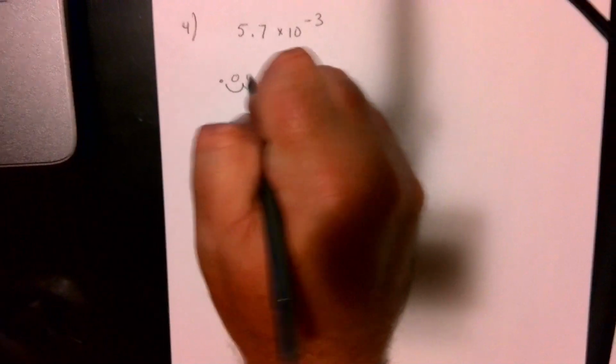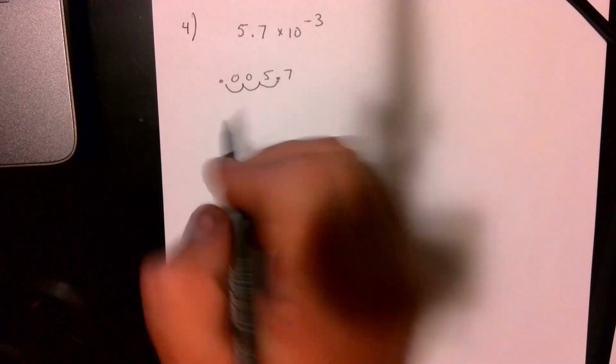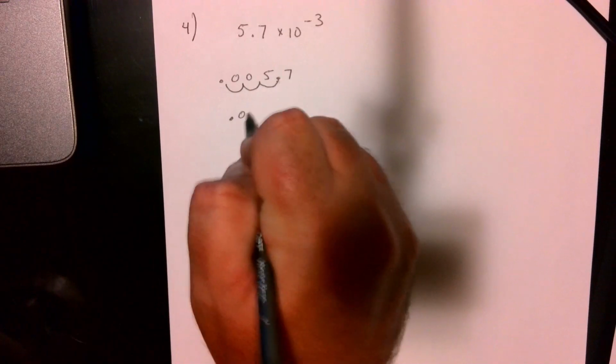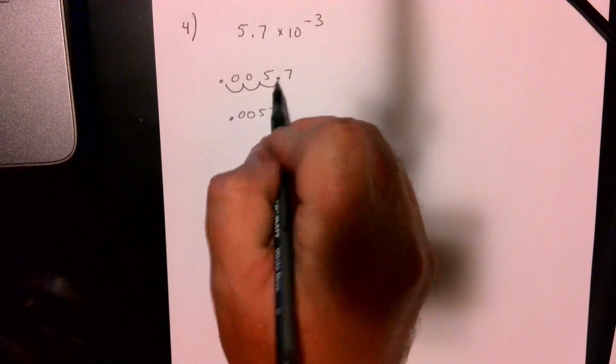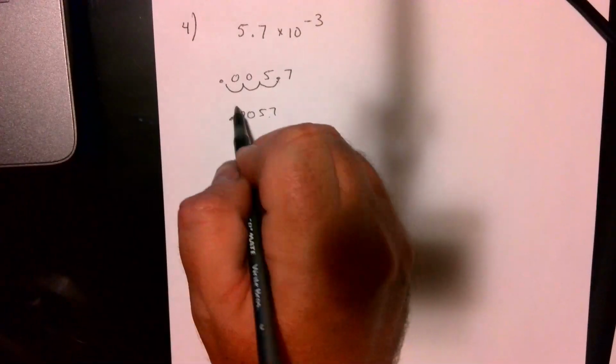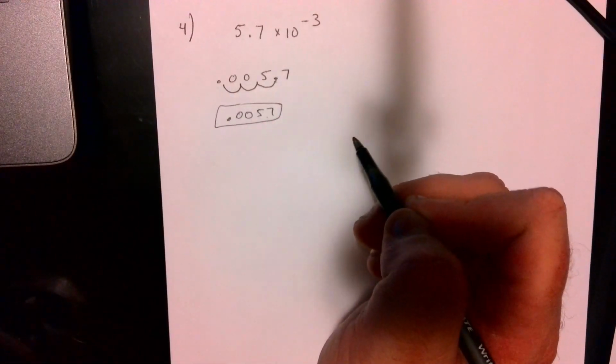And then put your zeros in. Once again, now you have your decimal in the front. You need it there. Put your decimal, 0057. Don't put your decimal here. It's not there anymore. You moved it. So 0.0057.